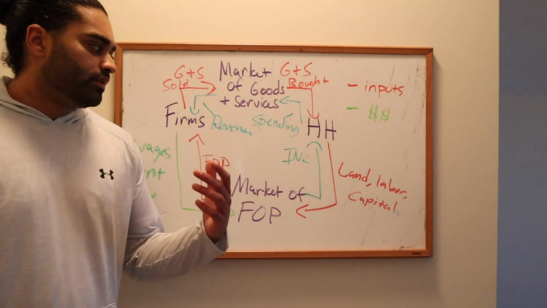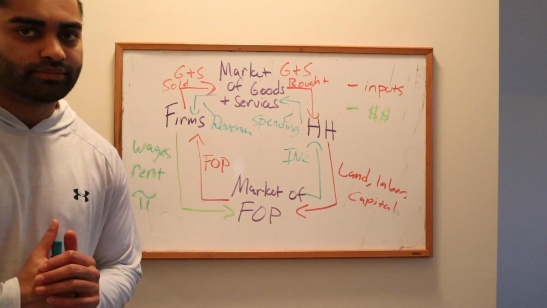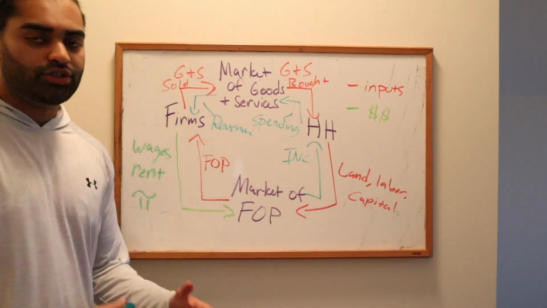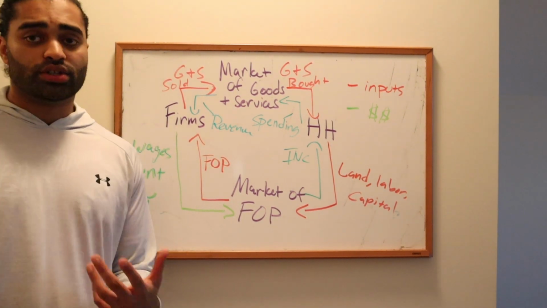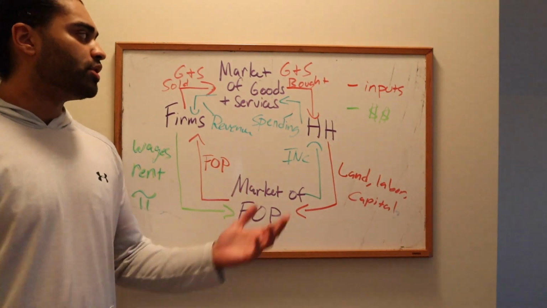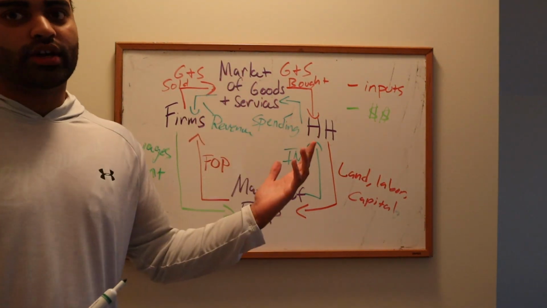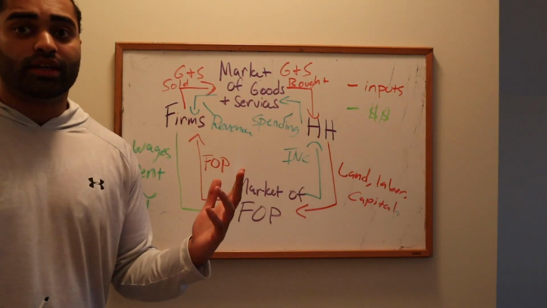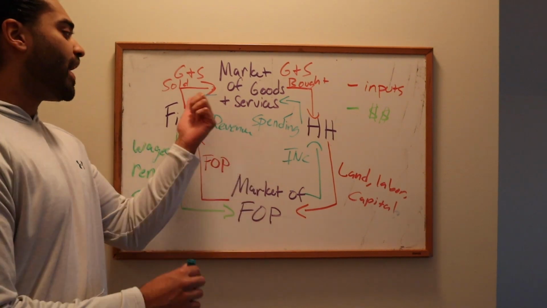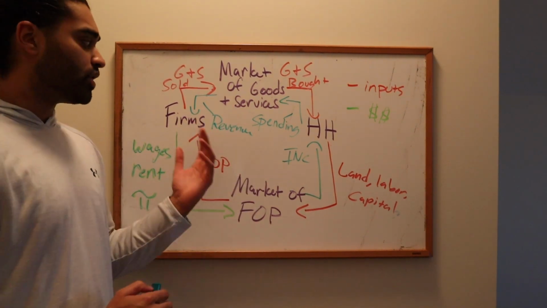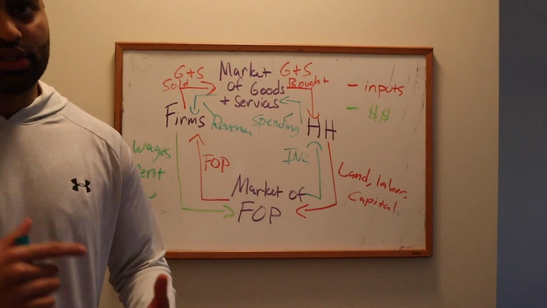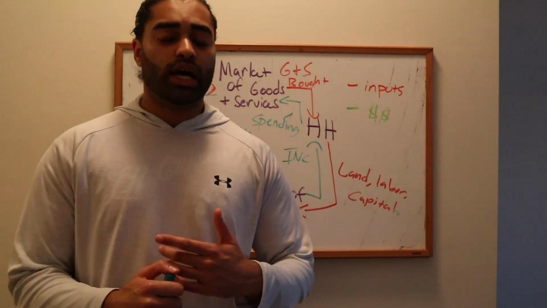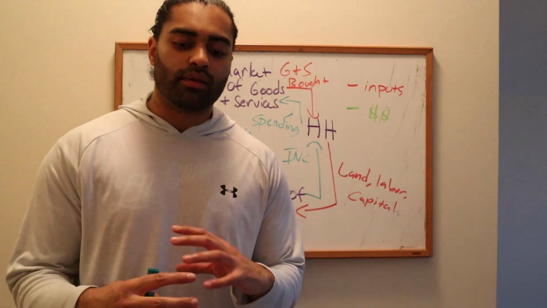So basically, let's say you work for Coca-Cola. Coca-Cola pays you a wage. That wage is in turn your income. You're going to use that income to purchase products from, let's say, Target. Let's say you buy Coca-Cola from Target. A certain percentage of that goes back to the firm, which is Coca-Cola in this case.